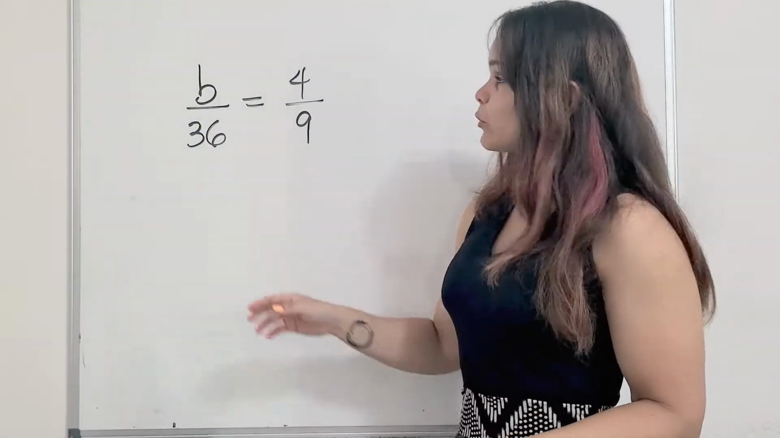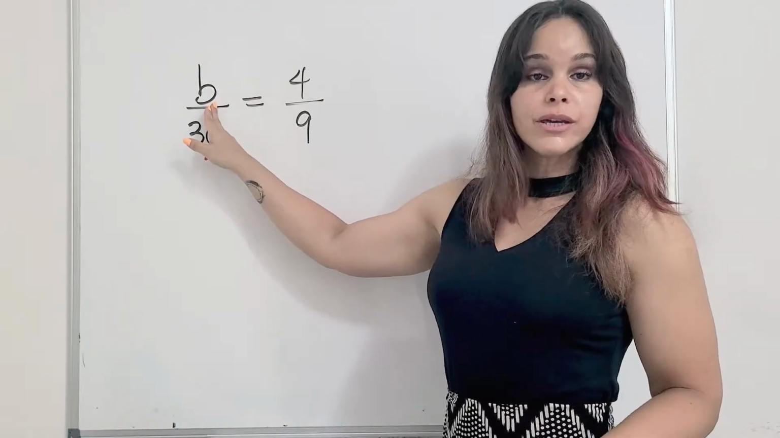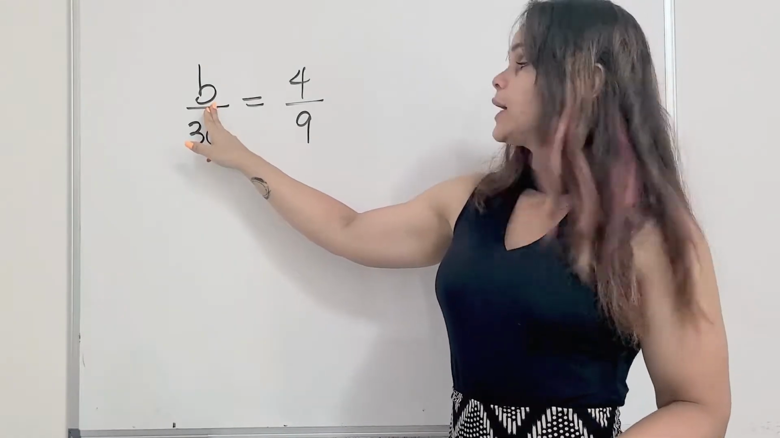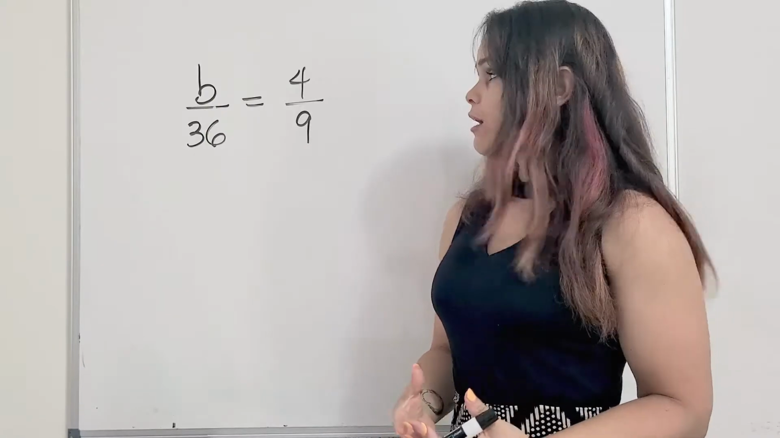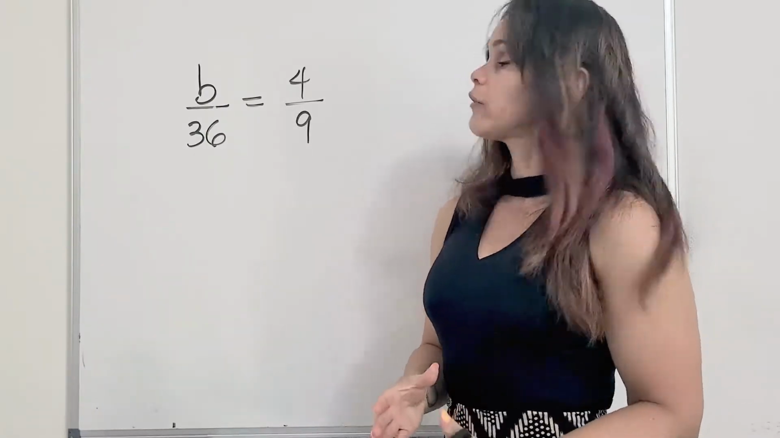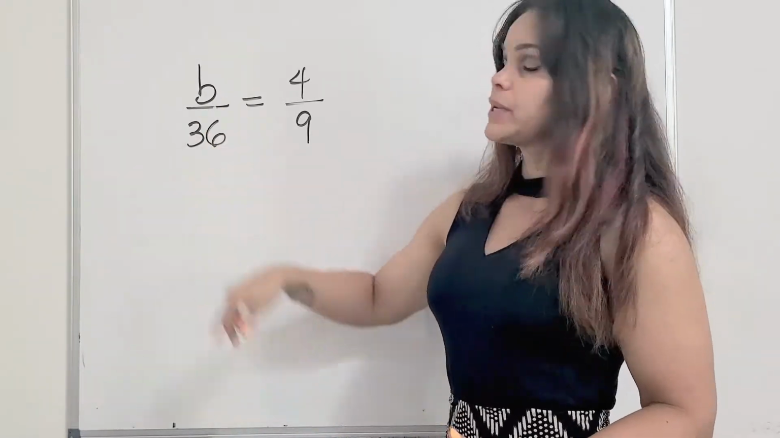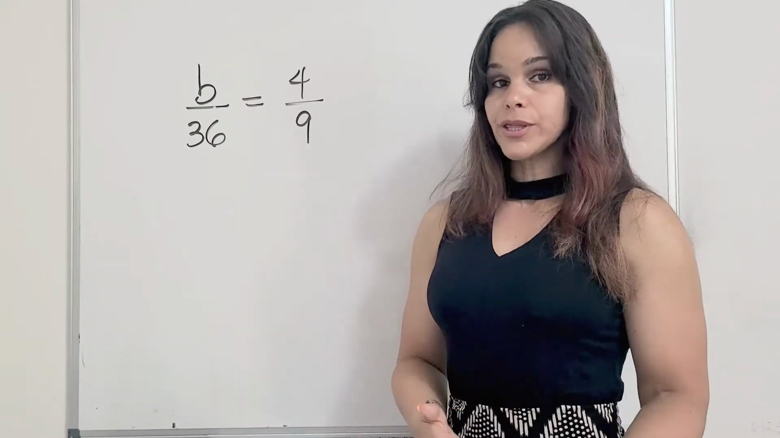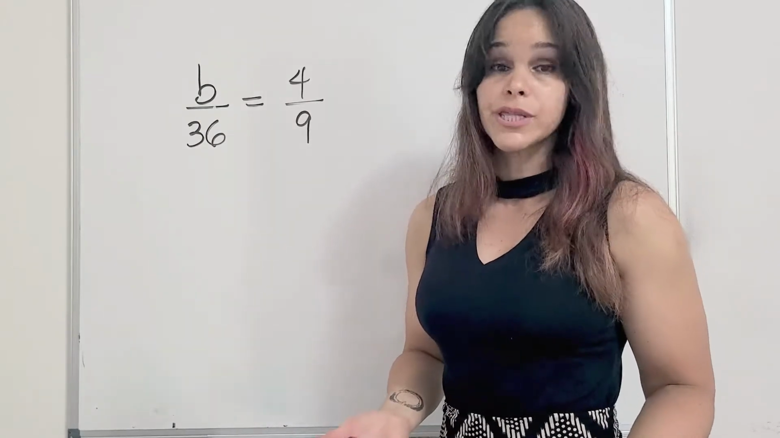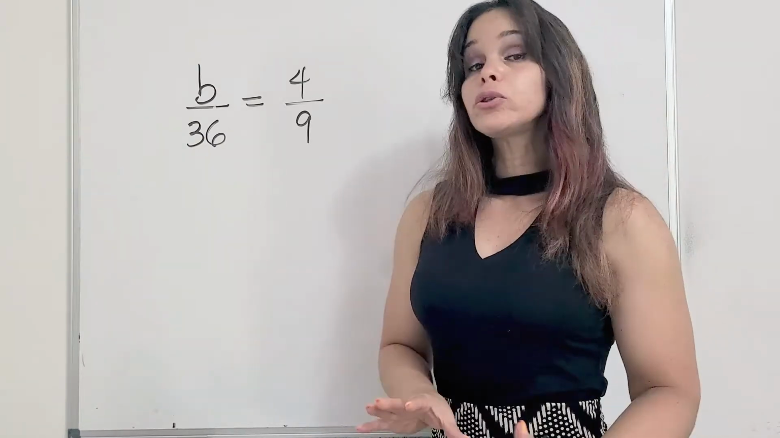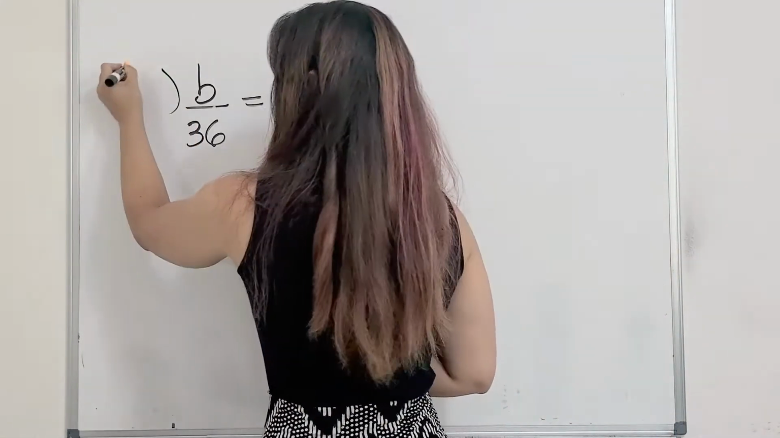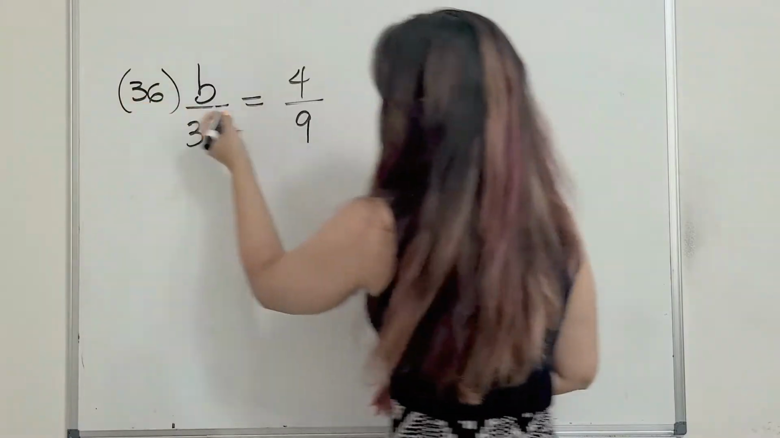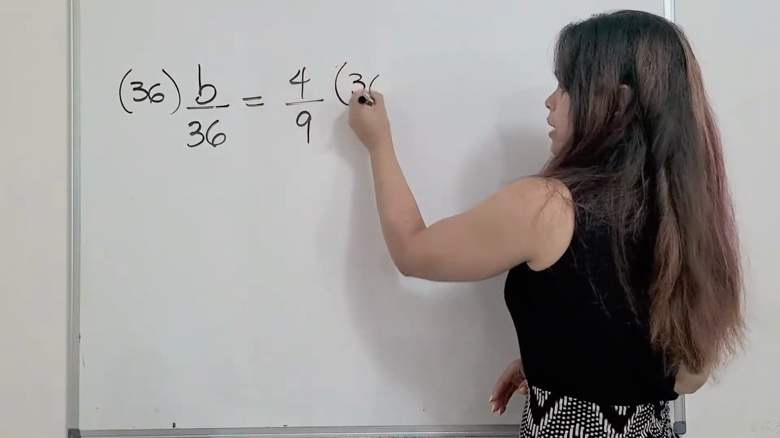Now for this example, our unknown is represented by the letter b. And what do I need to do to have only b on the left side of the equation? We observe that b is divided by 36. But what is the opposite of dividing by 36? It's going to be multiplying by 36. So I'm going to multiply by 36 here, but if I do this on the left side, I also need to do it on the right side.